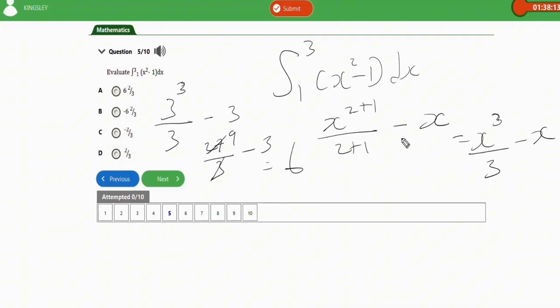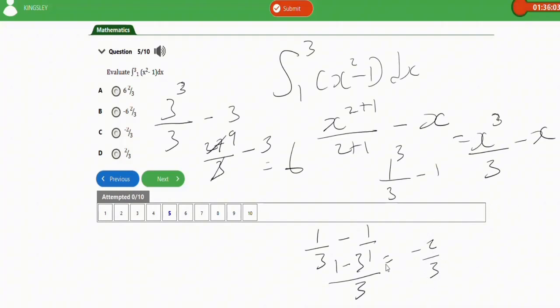Then when you plug in the lower limit, which is 1, this will give you 1 cubed over 3 minus 1. So this is the same thing as 1 over 3 minus 1 over 1. So the LCM is 3. 3 into 3 is 1, 1 times 1 is 1, minus 1 into 3 is 3, 3 times 1 is 3. So we have minus 2 over 3.